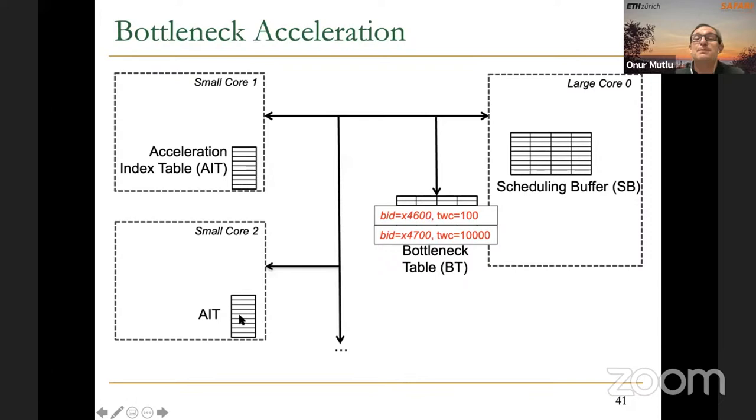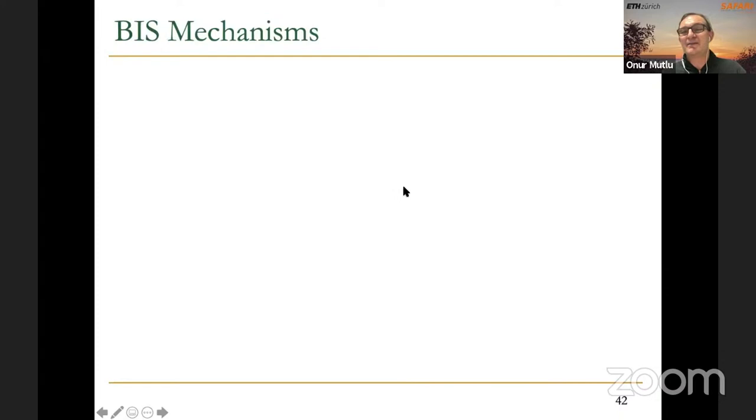So a bottleneck table periodically updates these acceleration index tables once in a while. Or actually, the bottleneck table updates these acceleration index tables when a bottleneck becomes critical. That's when you really need acceleration index tables to be updated, right? So the acceleration index table basically keeps track of bottleneck IDs that have to be shipped to the large core. Otherwise, the small core assumes that the bottlenecks need to remain in the small core. So that makes the design a bit simpler. The bottleneck table doesn't become a bottleneck in itself. Hopefully that's clear. Any questions?